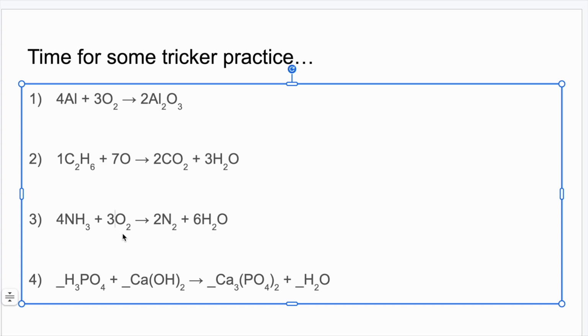Okay, so now to check to see: 4 nitrogen here, 4 nitrogen here, 3 times 4, 12 hydrogen here, 2 times 6, 12 hydrogen here, 2 times 3, 6, 6 oxygen here, 6 oxygen here. Okay, so it is balanced. And then looking if I can simplify, 4, 3, 2, 6. No, they don't have a common denominator, so it's good.